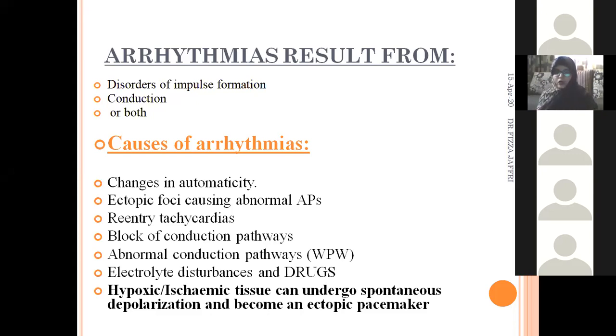Abnormal conduction pathway, that is WPW syndrome, Wolff-Parkinson-White syndrome. That is an accessory pathway, or you can say an abnormal pathway. Electrolyte disturbance and certain drugs. Sometimes antiarrhythmics cause arrhythmia, such as flecainide. There are certain antipsychotics which cause arrhythmia. Besides that, hypoxic ischemic tissue can undergo spontaneous depolarization and become an ectopic focus or ectopic pacemaker.